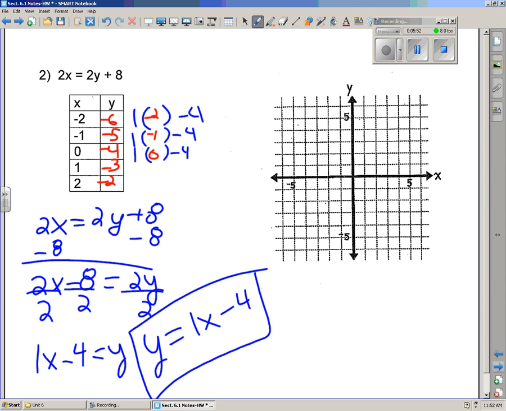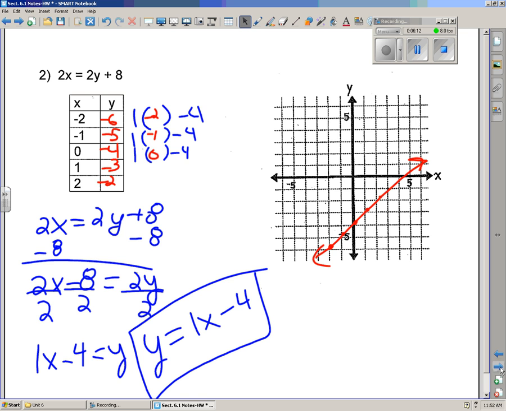Once you get your ordered pairs, you plot them. -2, -6. -1, -5. 0, -4. 1, -3. 2, -2. And then there's my line, arrows on either end.